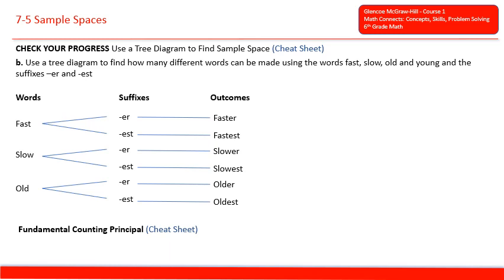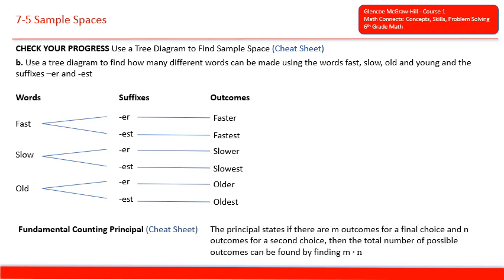The fundamental counting principle is a principle that states if there are m outcomes for a first choice and n outcomes for a second choice, then the total number of possible outcomes can be found by multiplying m times n.